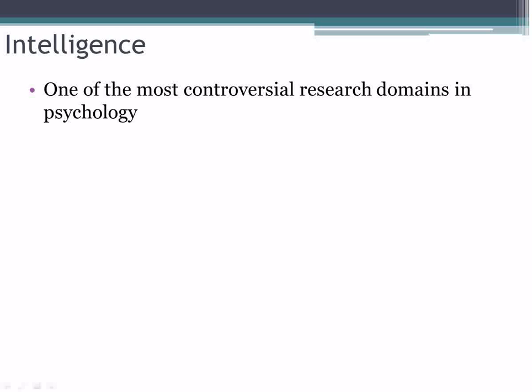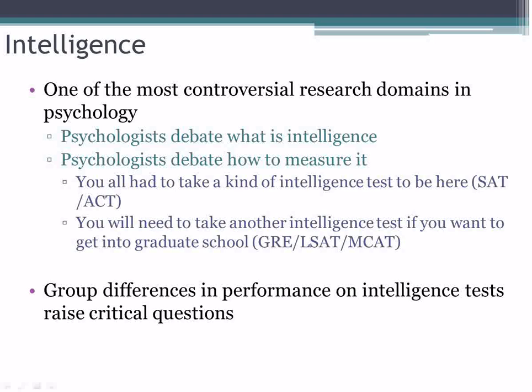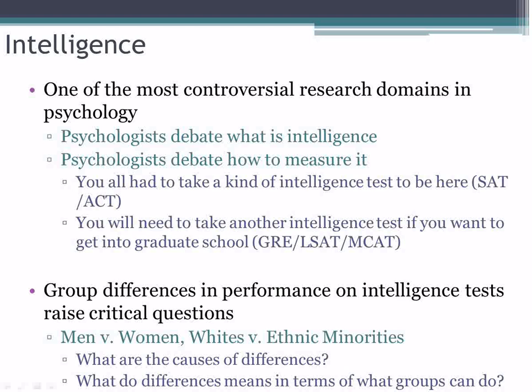All right. So intelligence is a pretty controversial domain in psychology because it's kind of hard to measure intelligence, right? All college undergraduates have to take the SAT or the ACT, and if you go to graduate school, you have to take the GRE or the LSAT. But there are pretty consistent group differences in performance on these intelligence tests that raise some critical questions about our definitions of intelligence and our measurement of intelligence.